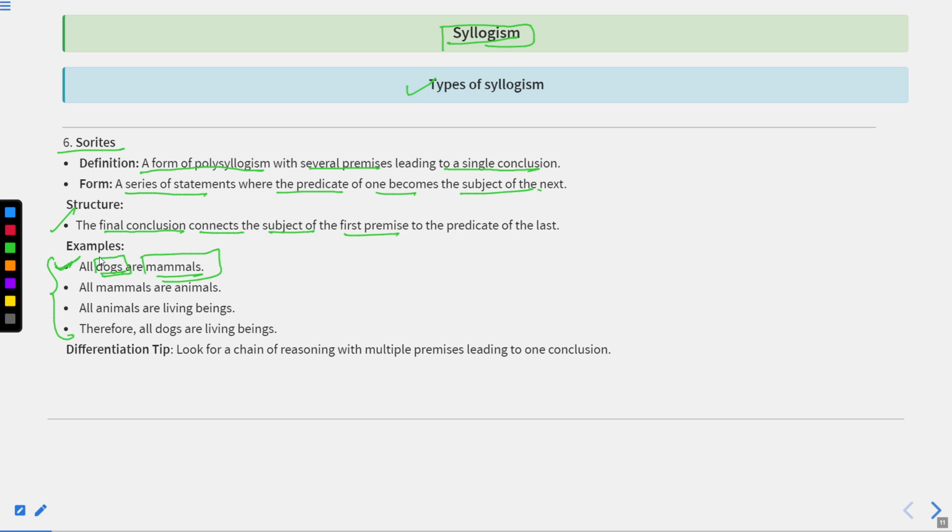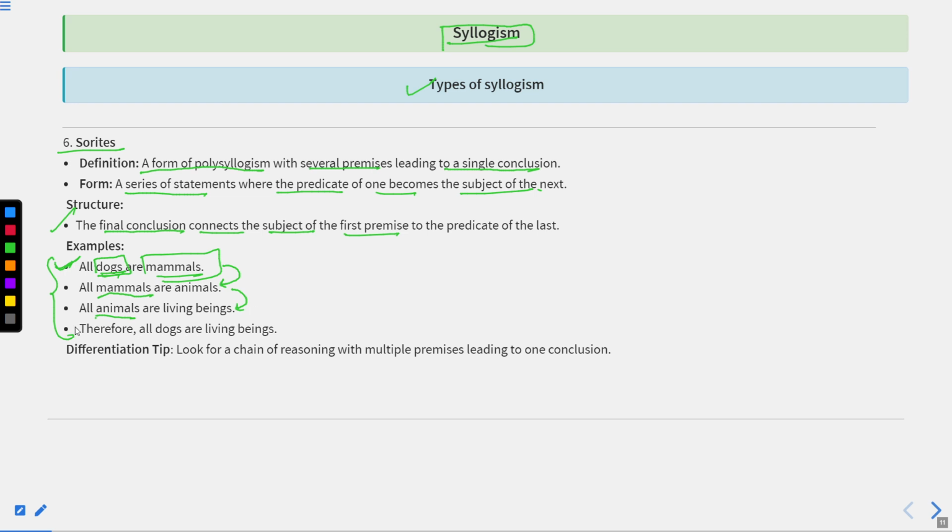Here the first statement says all dogs are mammals, where dogs will be considered the subject, and then this is the predicate. Now if you closely and minutely observe, the predicate of the first statement becomes the subject of the second statement, and in the same manner the predicate of the second statement becomes the subject of the third statement.